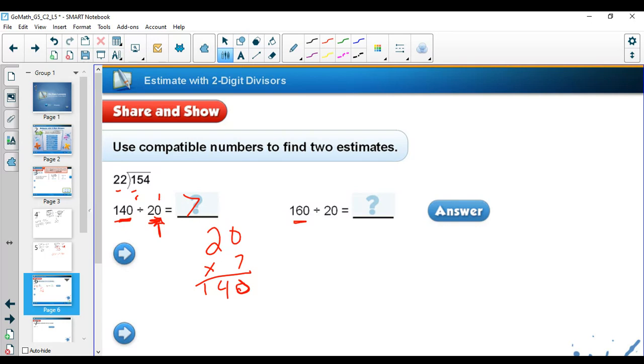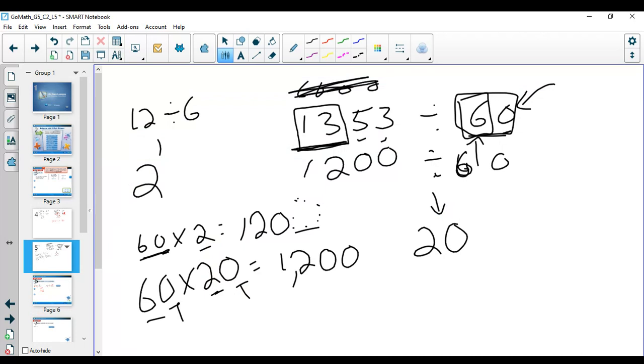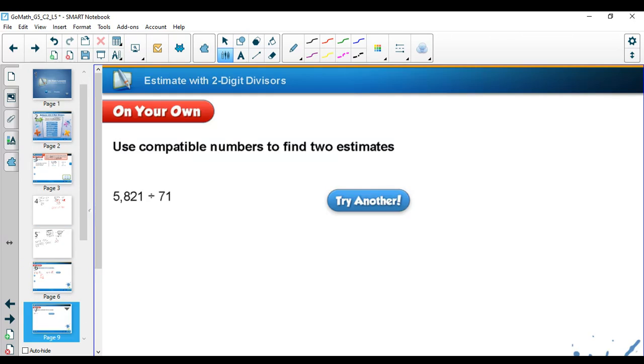All right, for the bigger end of our estimate, they chose 16 or 160 as a compatible number, right? 160 is really close to 154. Again, we're dividing by 20, so we think, well, 16 divided by 2 is 8. And again, because there's a 0 on the back of our 20, we don't need to add a 0 to our quotient to make up for that 0 at the end of 160.